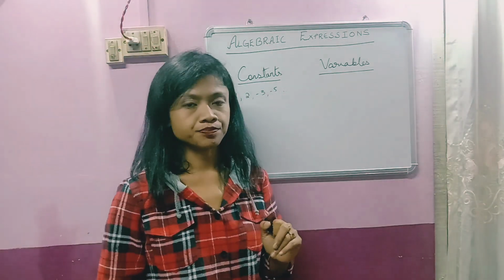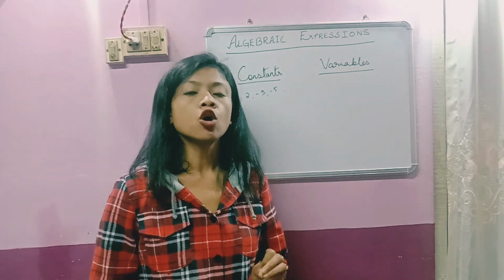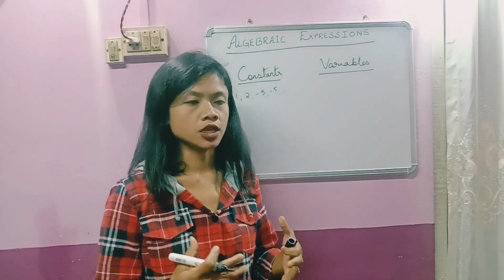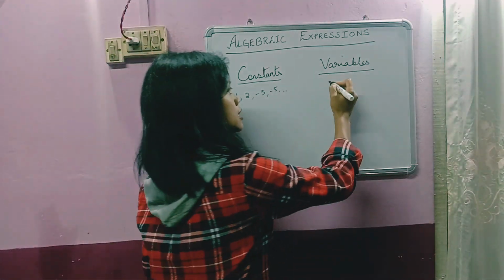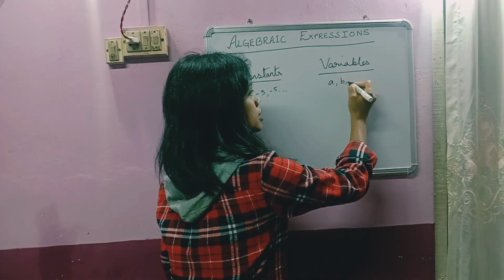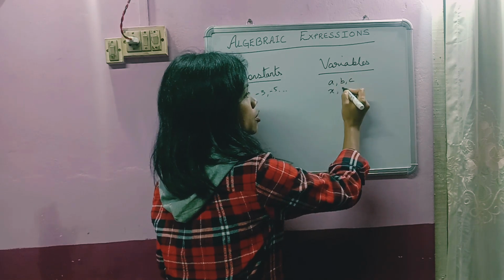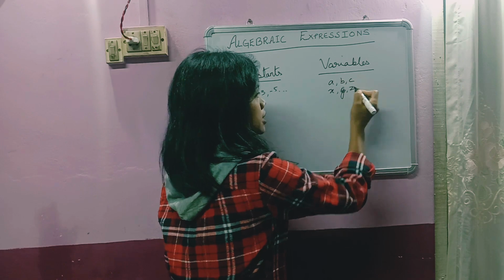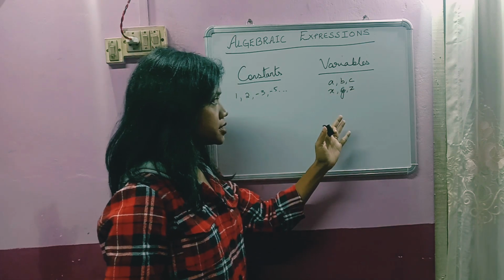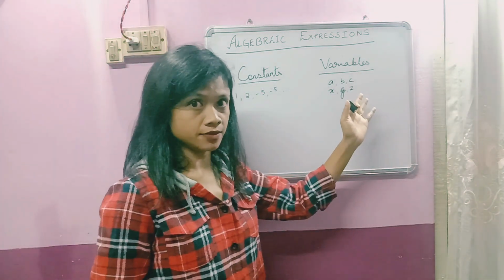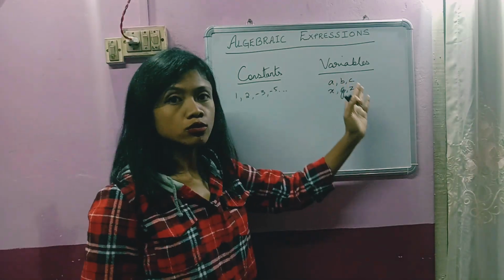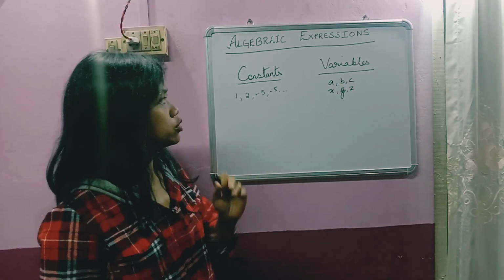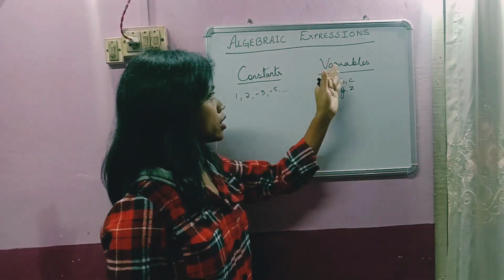Now variables. Variables are quantities whose values vary from situation to situation. For example, alphabets like A, B, C, X, Y, Z. All these alphabets that we use in algebra represent variables. So now you know what are constants and what are variables.